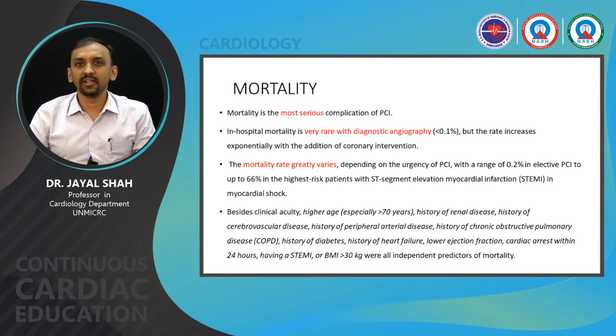To start with, mortality is the most serious complication of PCI. In-hospital mortality is very rare with a diagnostic procedure, but the rate increases exponentially with the addition of intervention. The mortality rate greatly varies depending on the urgency of PCI. Besides the clinical acuity, higher age, history of renal disease, cerebrovascular disease, peripheral arterial disease, COPD, diabetes, heart failure, lower ejection fraction, cardiac arrest within 24 hours, STEMI, or a BMI more than 30 are all independent predictors of mortality.